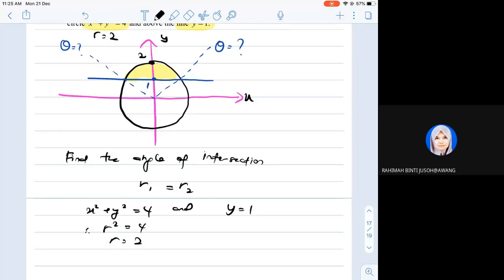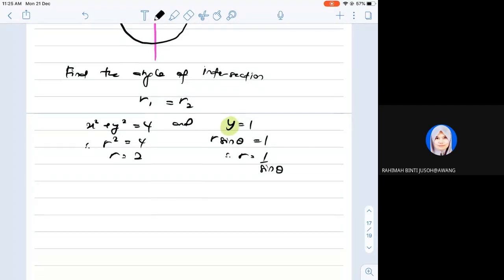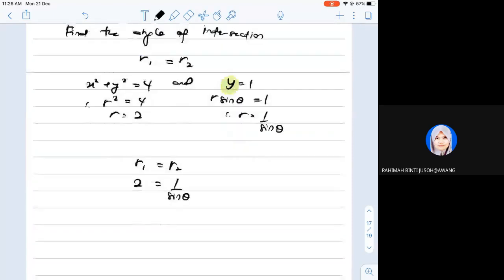What's the polar equation of y? Still remember chapter 1? What is the polar equation of y, in terms of r and theta? Yes, very good. r sine theta equals 1. Therefore, the second r should be 1 over sine theta. Okay, so we equate R1 and R2, right? R1 equals R2, so 2 equals 1 over sine theta. Therefore, we have sine theta equals 1 over 2.